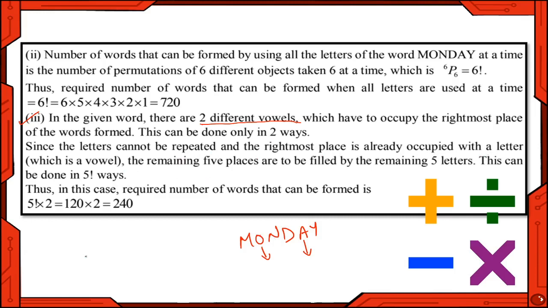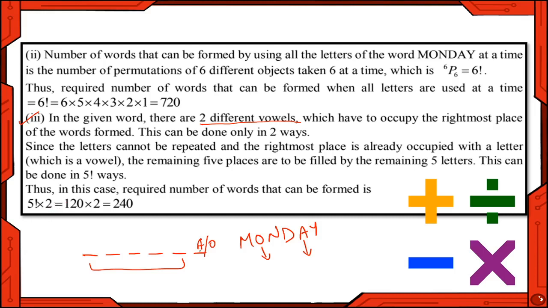So how many places are left with us? 3, 4, 5, 6. Here we can have either A or O, right? So now how many places do we have? Students, 5. 5 places can be filled, in simple words, in 5 factorial ways, right? So 5 factorial into 2.